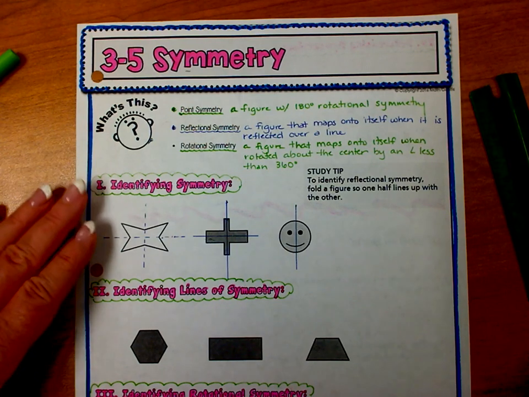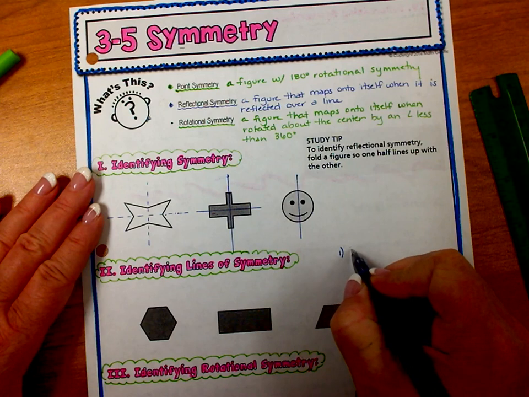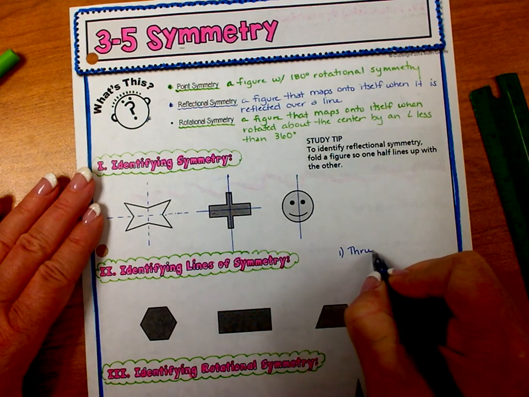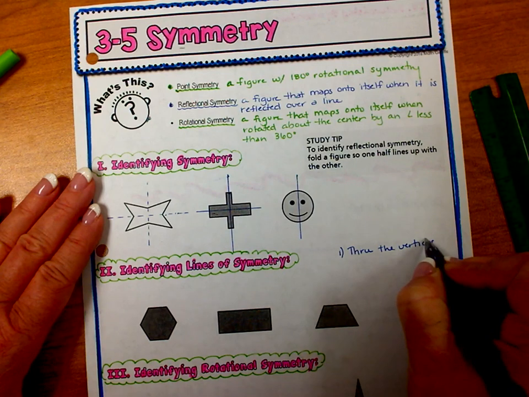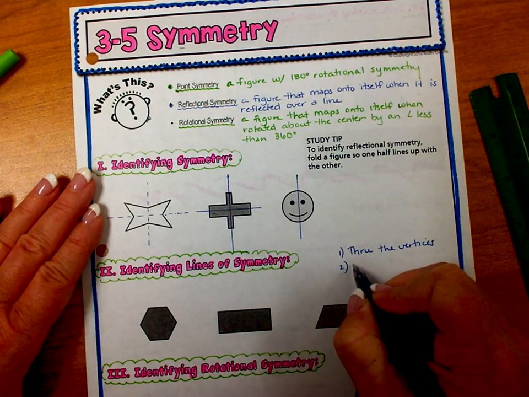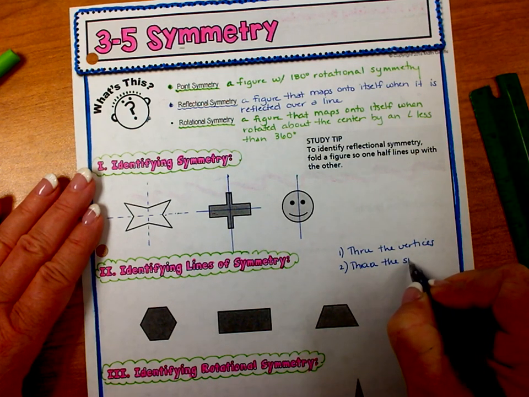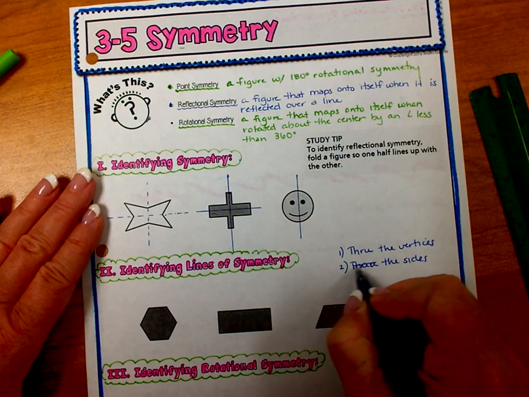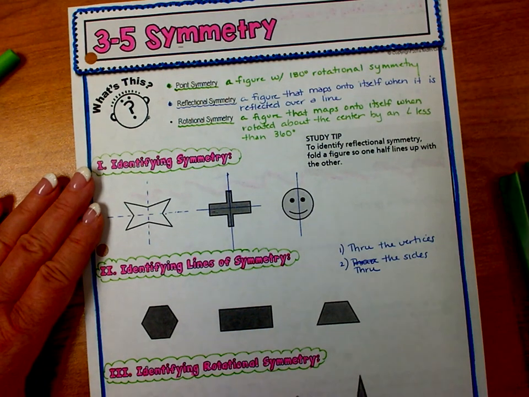Lines of symmetry will be located in two places. One, lines of symmetry will go through the vertices, and lines of symmetry will go through the sides. Okay, let's just rewrite that. There we go. Through the vertices and through the sides.